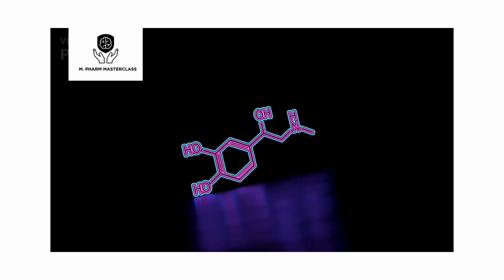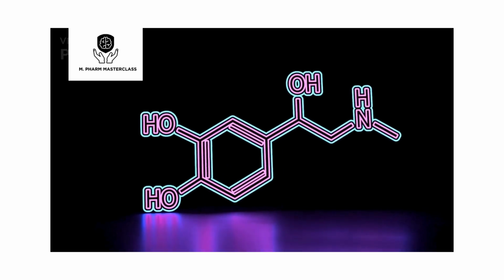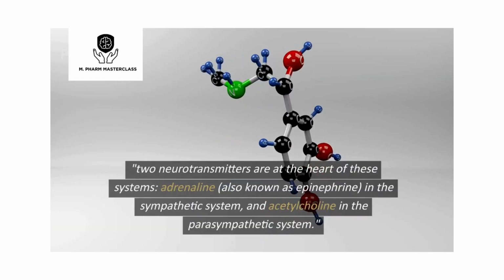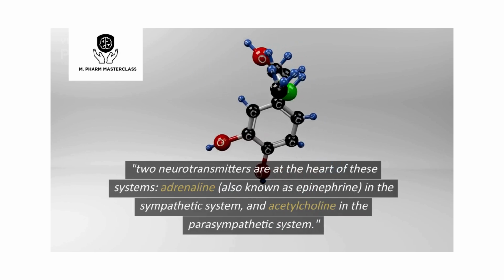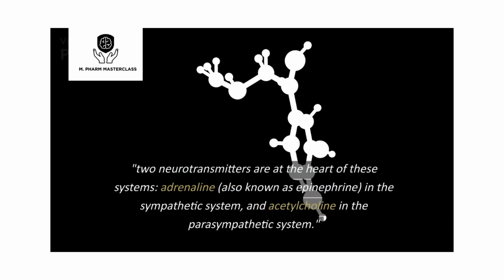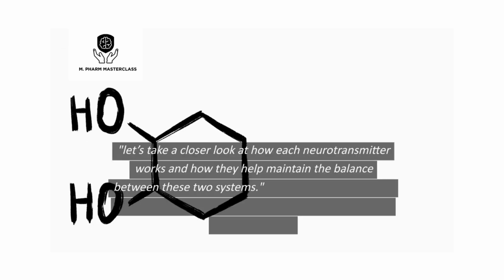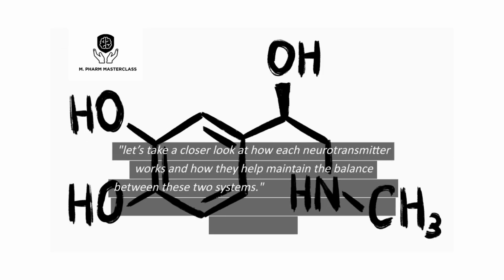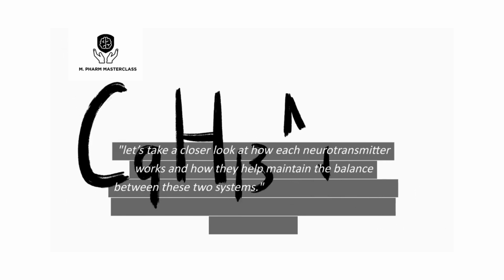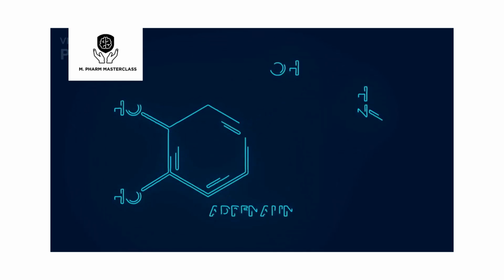Visual. Diagram showing the release of adrenaline from adrenal glands in the sympathetic system and acetylcholine from neurons in the parasympathetic system. Two neurotransmitters are at the heart of these systems: adrenaline, also known as epinephrine, in the sympathetic system, and acetylcholine in the parasympathetic system. Let's take a closer look at how each neurotransmitter works and how they help maintain the balance between these two systems. Section 4. Neurotransmitter 1. Adrenaline, epinephrine. Visual.